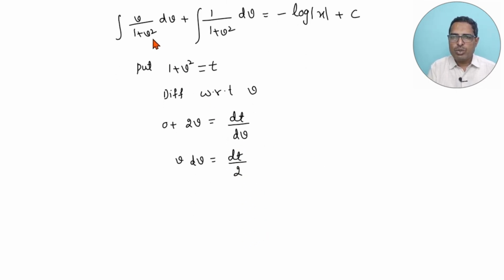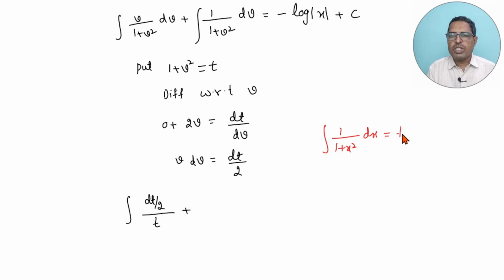So let us try to substitute this back over here in the given integral. We get v dv as dt by 2, the whole divided by 1 plus v square is nothing but dt by t. Now this particular integral is in the form of integral of 1 by 1 plus x square into dx. Its formula is nothing but tan inverse of x plus the constant c. You know this formula, right? Now let us use the formula over here. We get tan inverse of v is equal to minus log of mod x plus the constant of integration c.